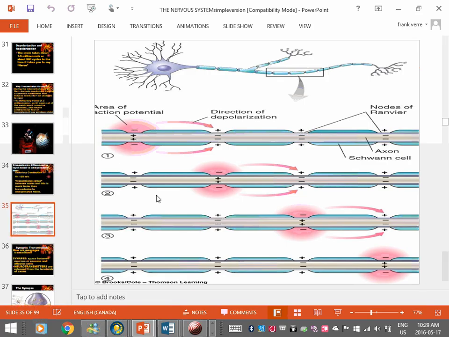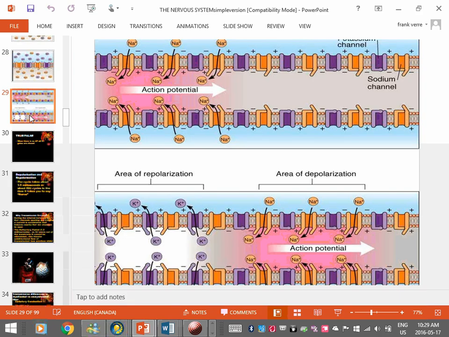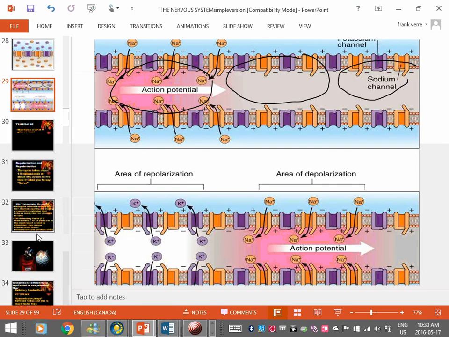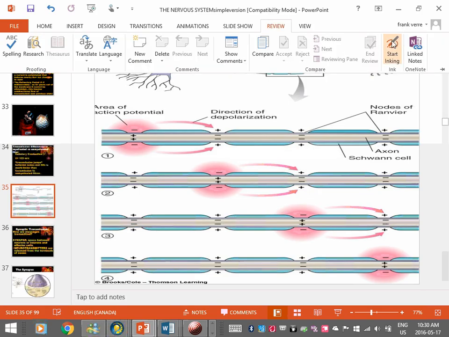You look at this picture, what do you notice about the action potential in this area? If you recall the way the action potential travels, like a domino effect, you saw that basically one area triggers the adjacent area, right? Which then will trigger the next adjacent area. Why are myelinated neurons faster? If you look at the picture, what do you notice?